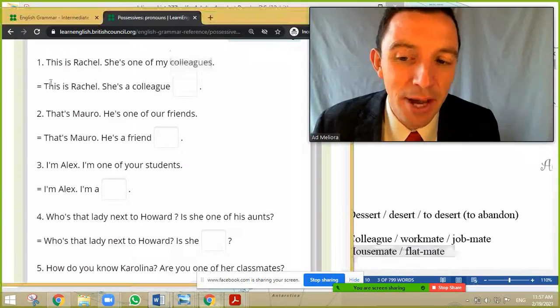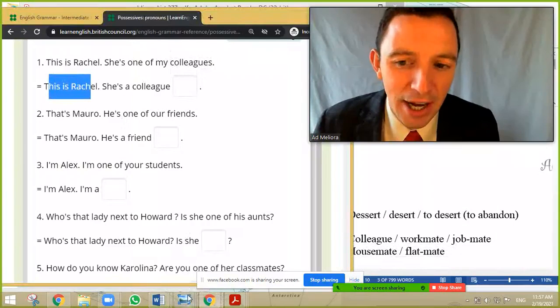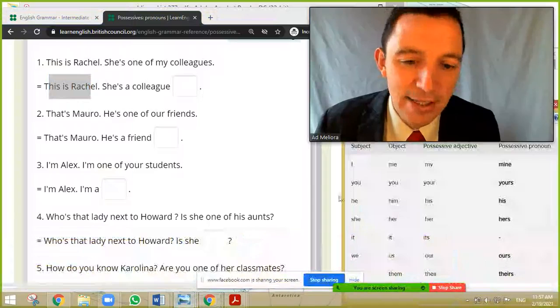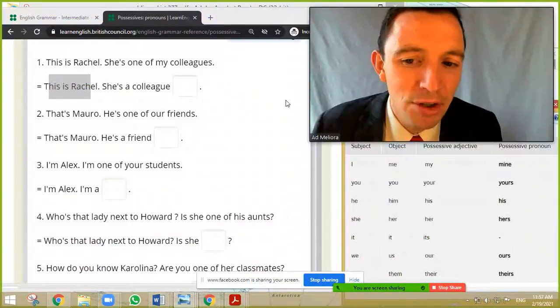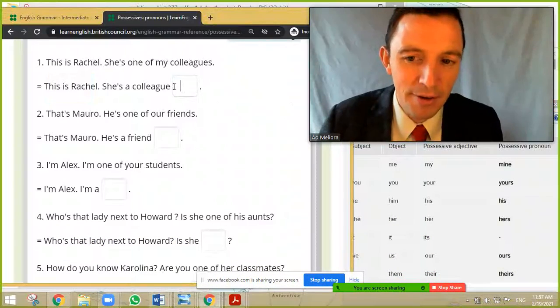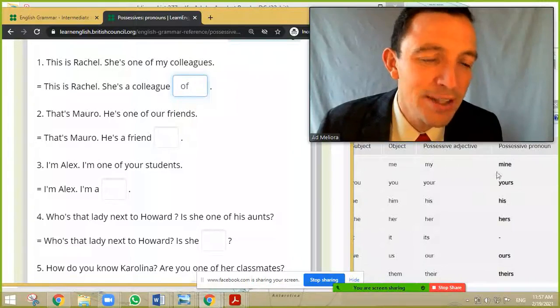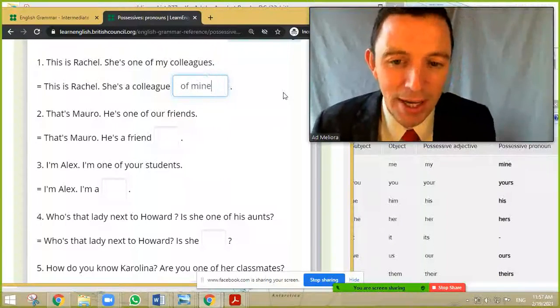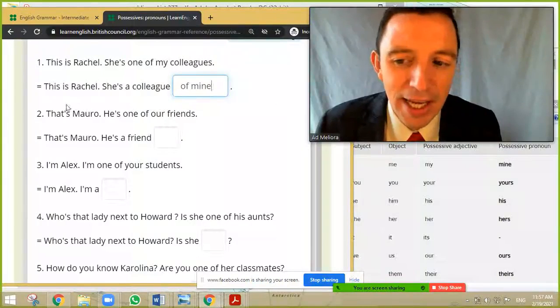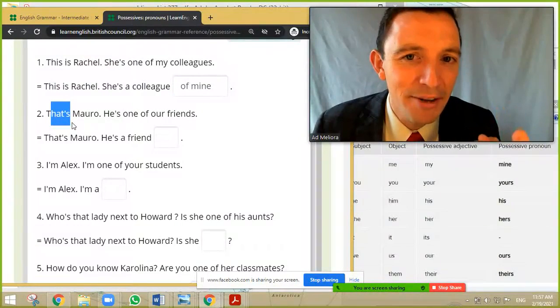So the transformation: this is Rachel, she's a colleague, and remember the new rule with "of", so she's a colleague of... what do you think is the correct answer? If you want to look again, I think it probably is the pronoun here, a friend of mine. Very important.